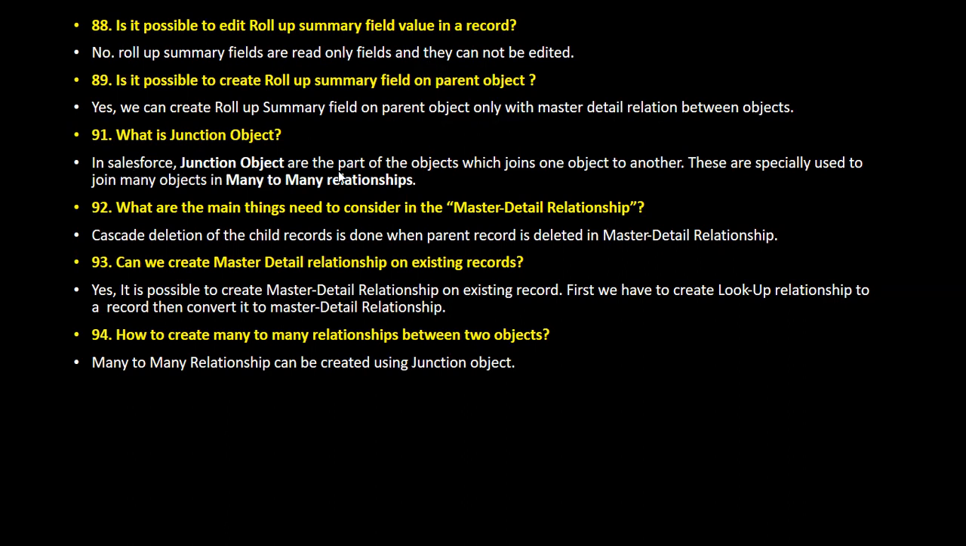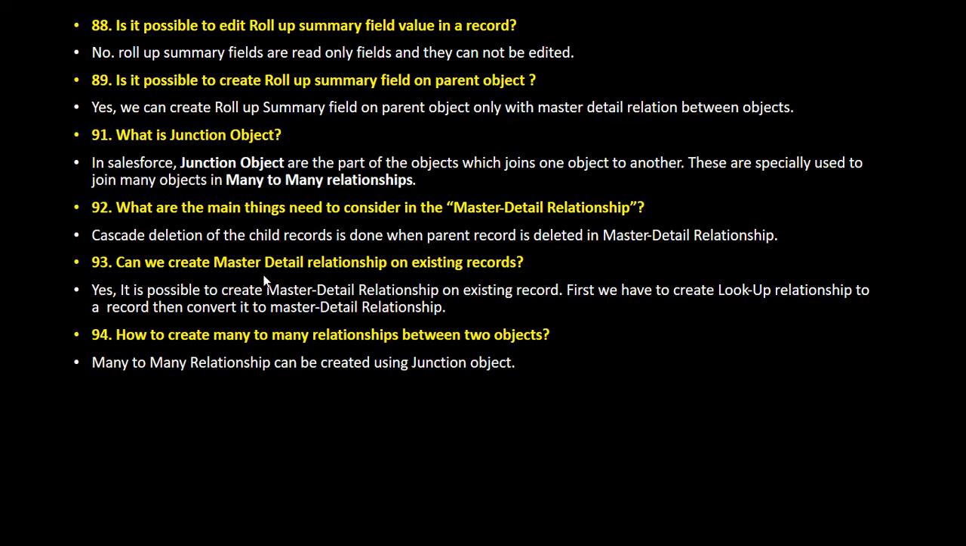Next question, what is the junction object? In Salesforce, junction objects are objects which join one object to another. These are specifically used to join two objects in a many-to-many relationship. Next question, what are the main things to consider in the master-detail relationship? Cascade deletion: the child records are deleted when the parent record is deleted in the master-detail relationship.